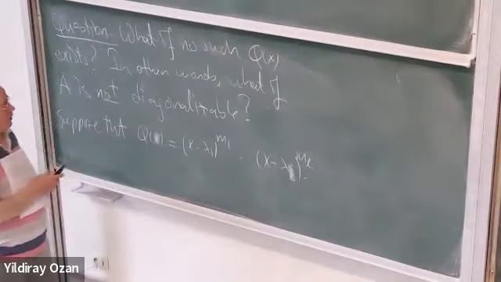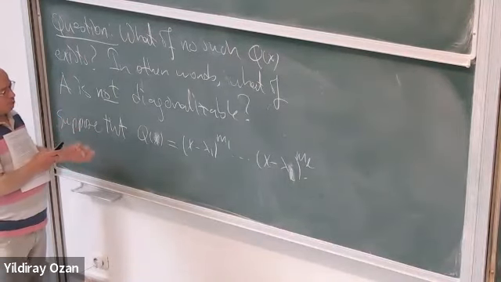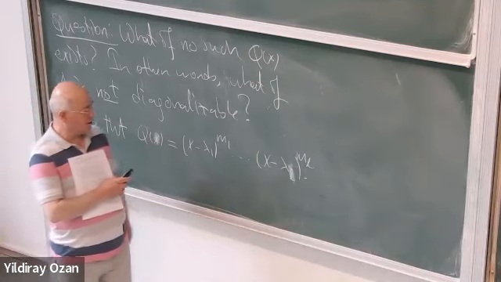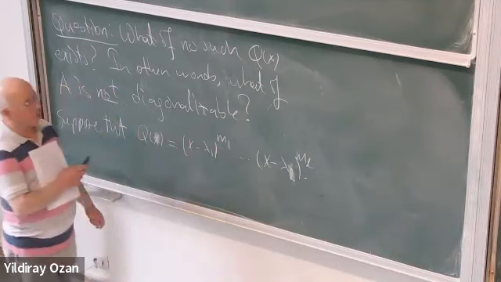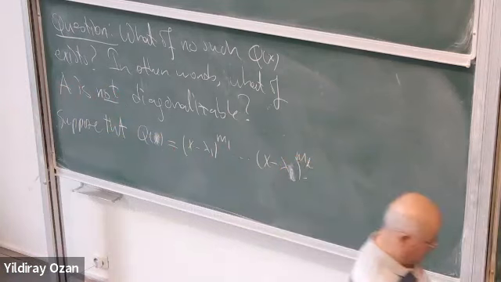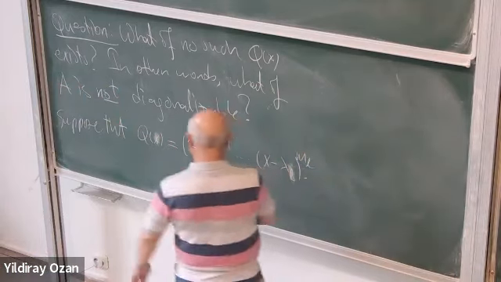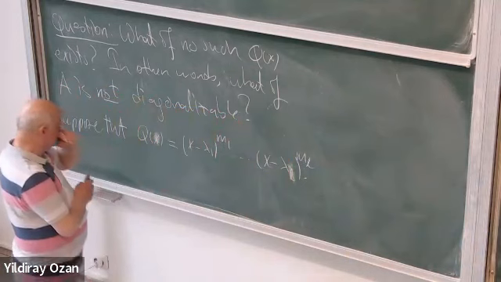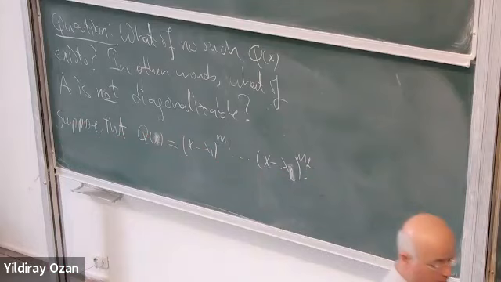We assume that Q of X is not a product of these linear factors. It is something like this, and this power is probably larger than one. And I talked about the geometric meaning of that. So we will see what this case will be.